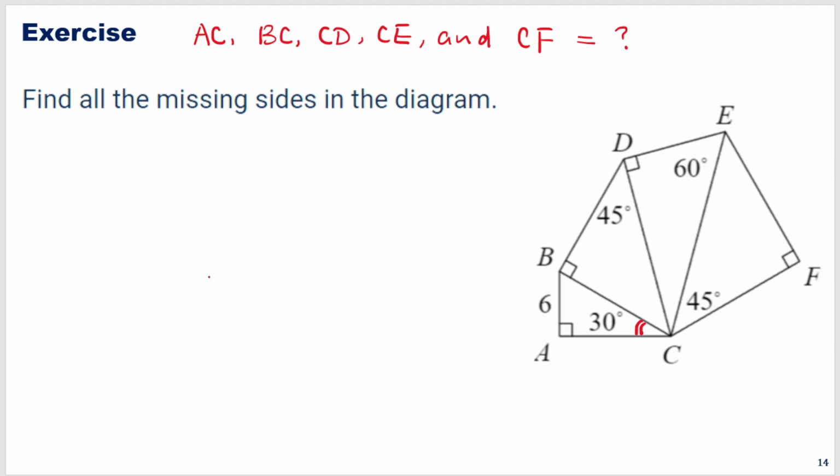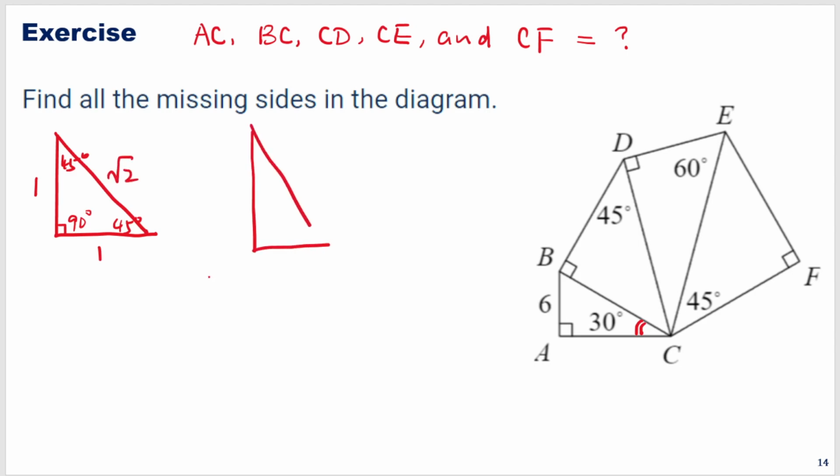Okay, I'll give you a hint. We have learned two special right triangles. One of them is 45 degrees, 45 degrees, 90 degrees. In this case, the ratio of each side is 1 to 1 to square root 2, right? The other one is 30, 60, 90. In this case, the ratios are 1 to square root 3 to 2, right?